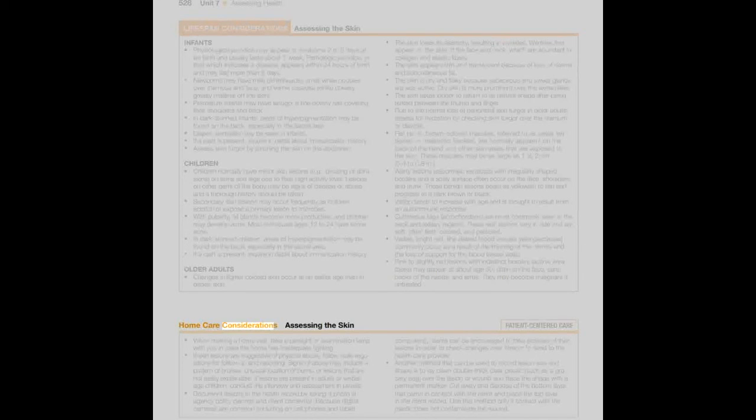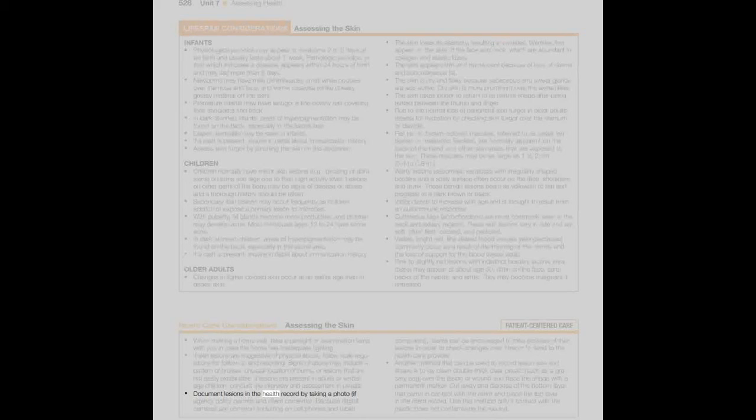Home care considerations: assessing the skin. When making a home visit, take a pen light or examination lamp with you in case the home has inadequate lighting. If skin lesions are suggestive of physical abuse, follow state regulations for follow-up and reporting. Signs of abuse may include a pattern of bruises, unusual location of burns, or lesions that are not easily explainable. If lesions are present in adults or verbal-age children, conduct the interview and assessment in private.